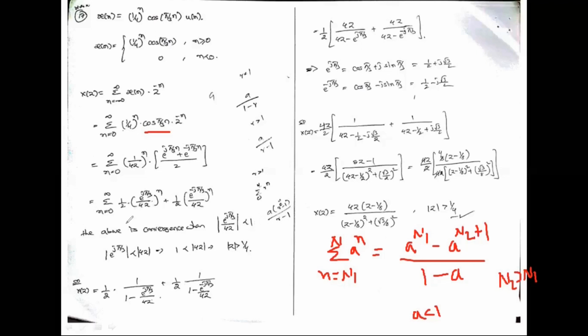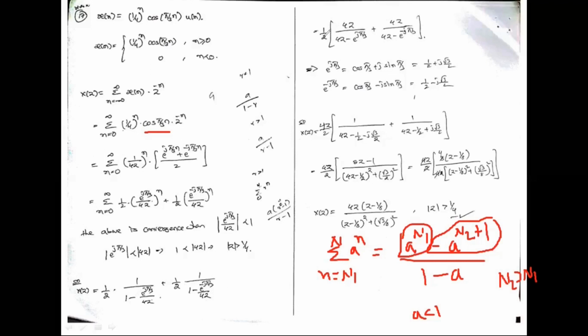Got it, my students? So using this formula, n1 is 0, n2 is infinity, so the second term becomes 0 and the first term becomes 1, because a power 0 is anything is 1. Only the denominator remains, 1 by 1 minus a. What is a here? E power j pi by 3 by 4z, multiplied with 1 by 2, plus 1 by 2 times 1 by 1 minus a. What is a here now? The negative exponential, e power minus j pi by 3 by 4z. Simplify this one.